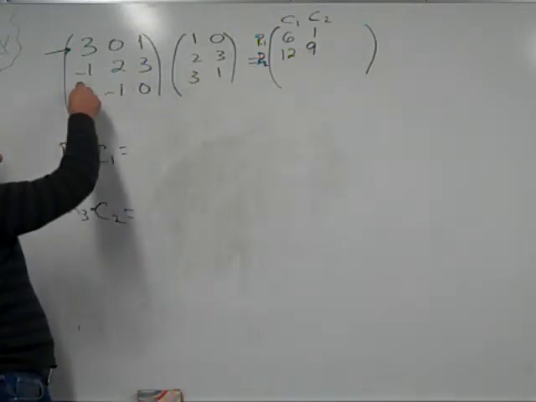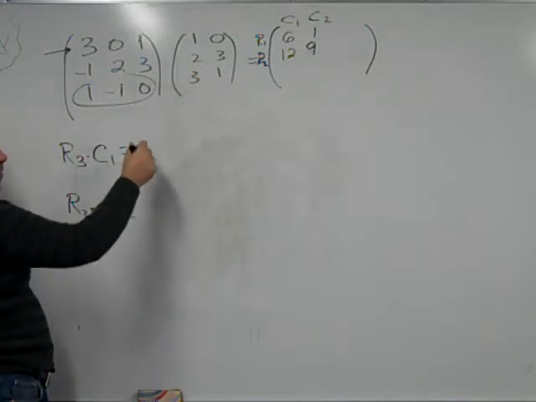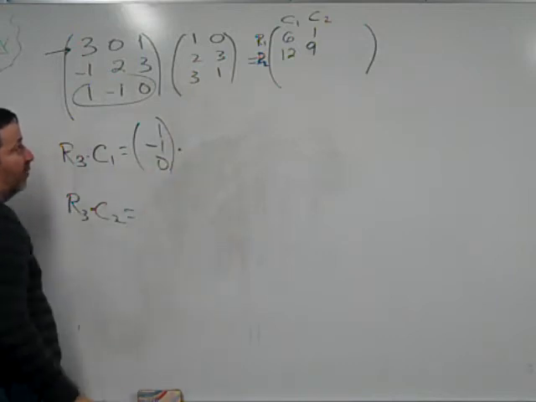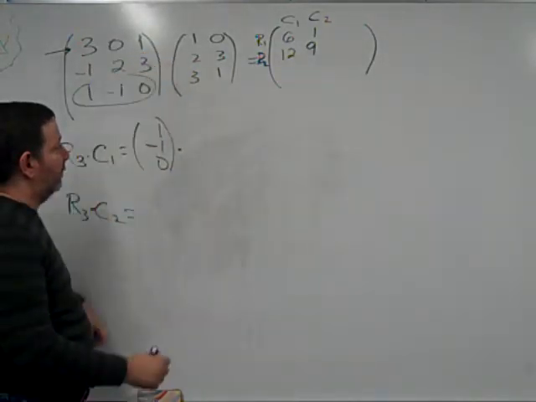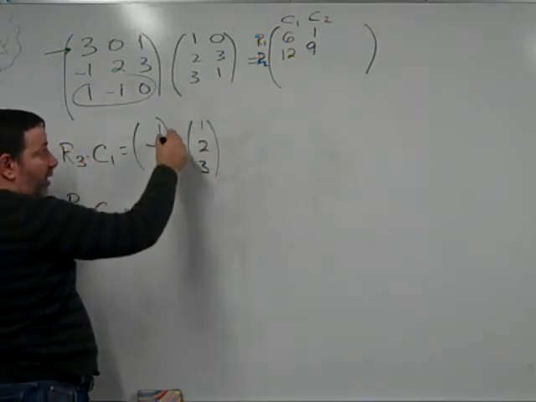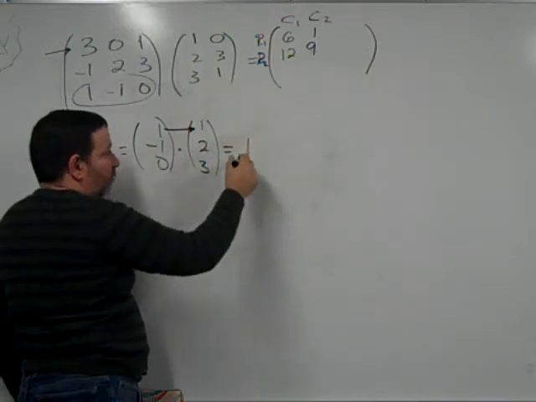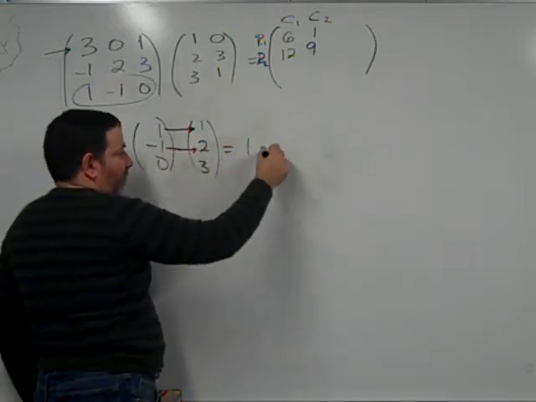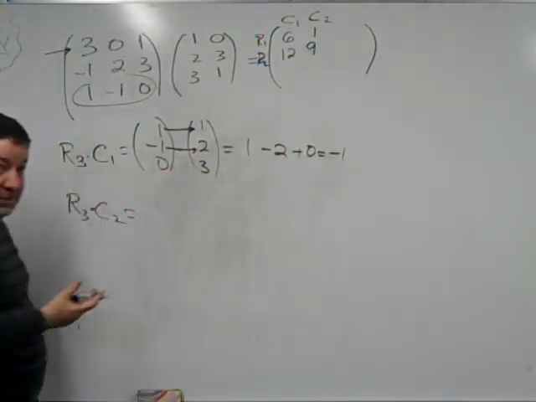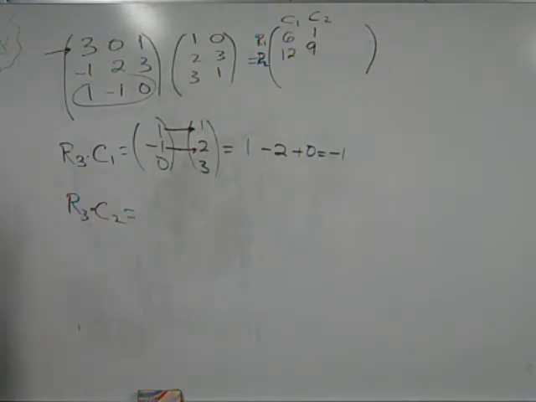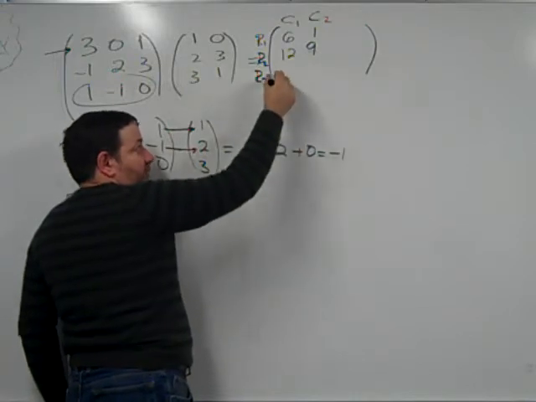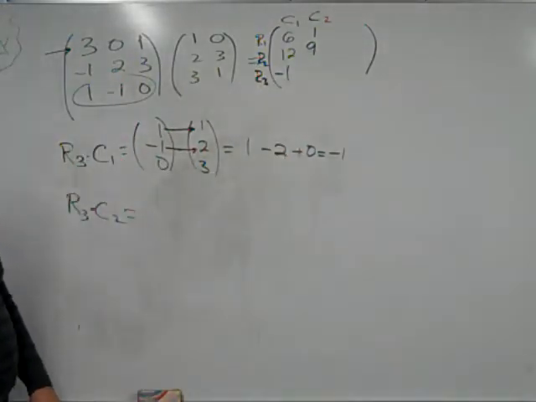Row 3 is this row. 1, negative 1, 0. Then I write it vertically. And I dot this with column 1, which is 1, 2, 3. Looks like we're going to get a negative 1 this time. Because here I have 1, 1. And I'm taking away 2 1s, which is negative 1. Where do I put this? In row 3, column 1. I need a third row. Column 1 is right there in the third row. So I put negative 1.